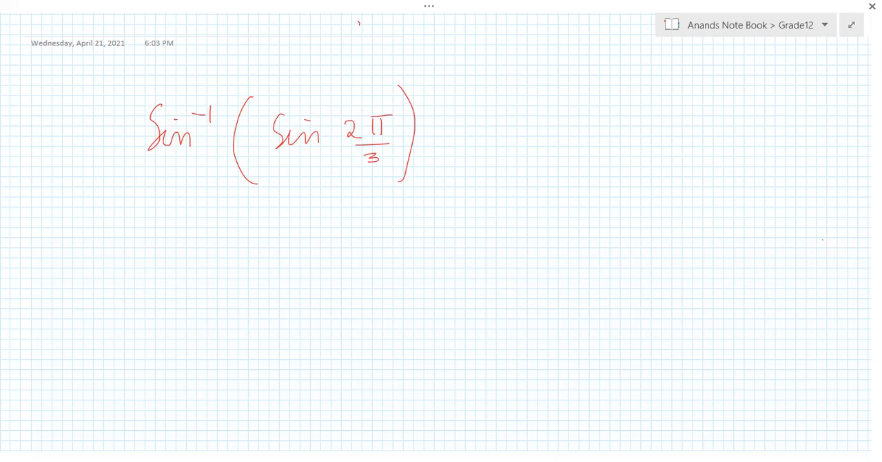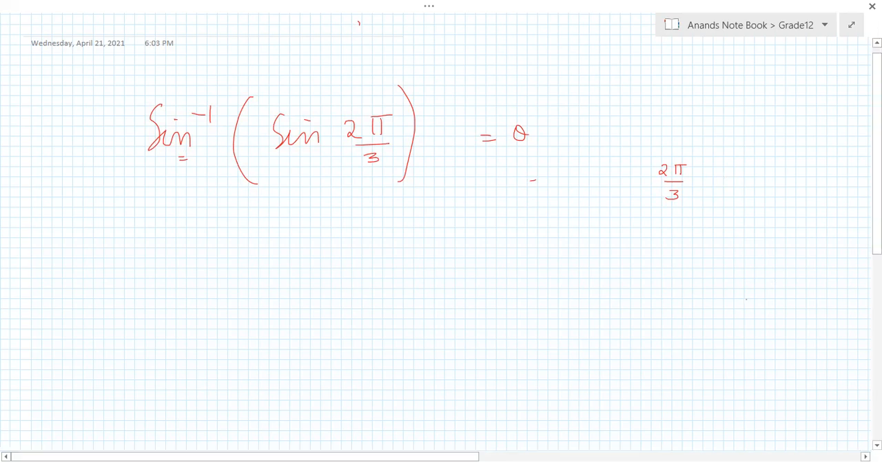Okay, if you say sine inverse of sine theta is equal to theta, that is 2 pi by 3. You have to check 2 pi by 3. What is the sine inverse domain going to be? Minus pi by 2 to pi by 2? Correct.